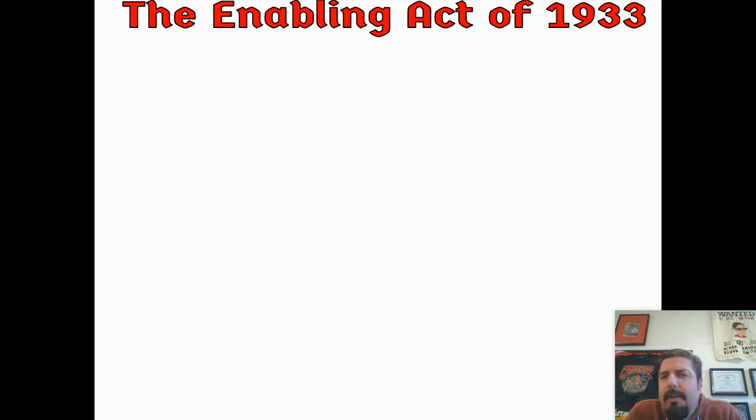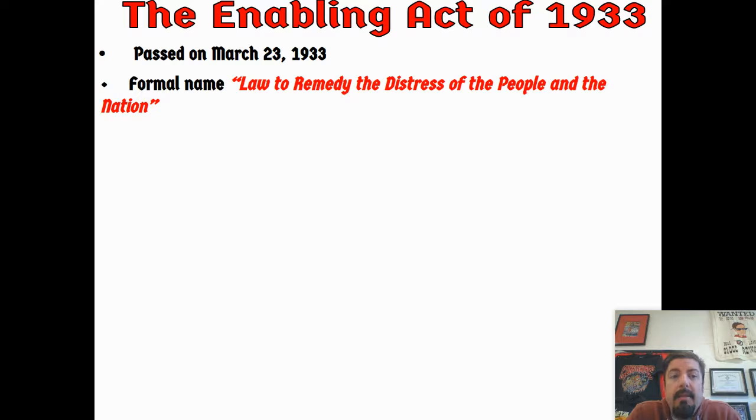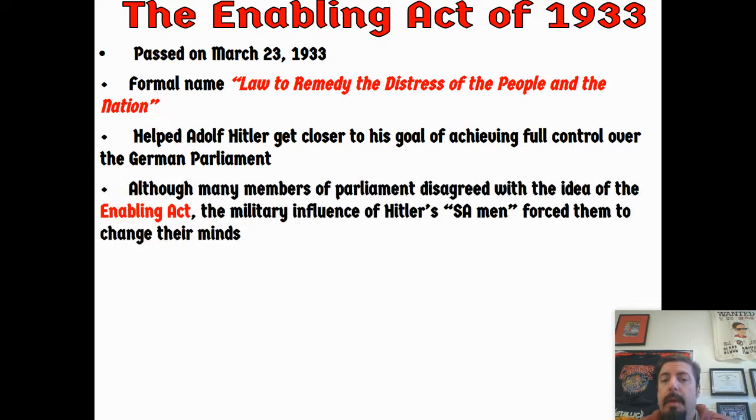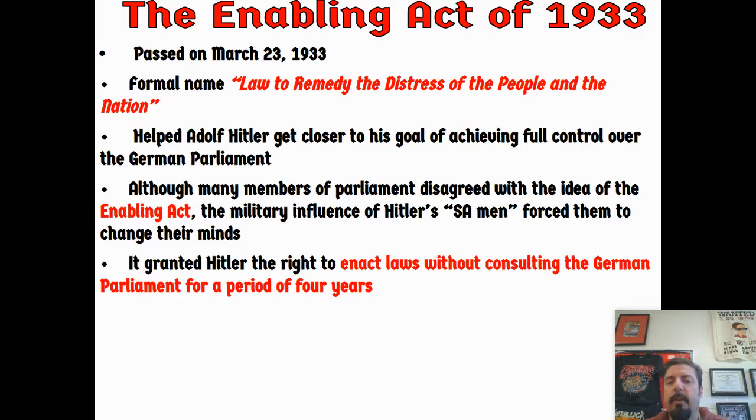So let's just talk about this Enabling Act of 1933 real quick. Passed in March of 33. Its formal name, the Law to Remedy the Distress of the People and the Nation. It helped Hitler get closer to his goal of achieving full control over the German parliament. Although many members of the parliament disagreed with the idea of the Enabling Act, the military influence of Hitler's SA forced them to change their minds. I mean, they were basically told, if you don't vote for this, we're just going to beat the living crap out of you.